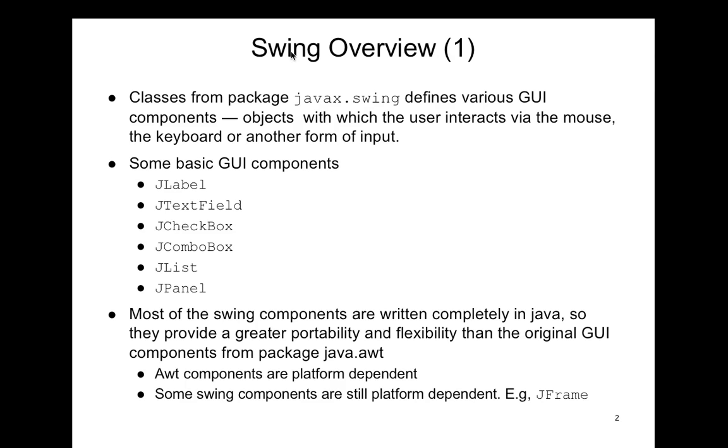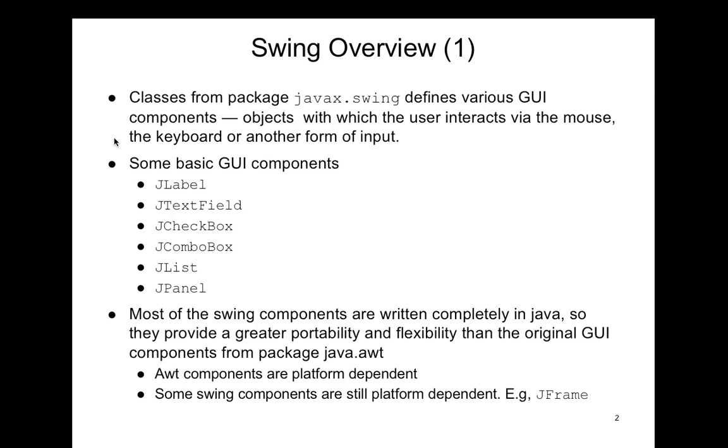The basic GUI components that we're going to look at today are the JLabel, JTextField, JTextBox, checkbox, combo box, list, panel, all of the different components. Most of the Swing components are written completely in Java. There's a combination, though, of some external libraries that are used for interfaces. Some of it is actually written in assembly language. Not all of it is Java-based. So the main stuff is going to be particular towards the JVM, which is going to be written in Java, so we have greater portability, greater flexibility.